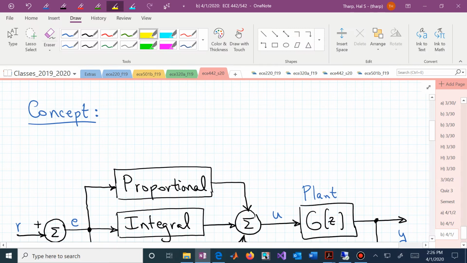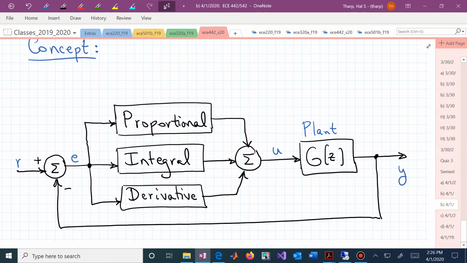We now have three different ways that we can influence the error. We could influence it by scaling it proportionally, and maybe you could think of that as this proportional component of the total input that's going to adjust or drive the system. And in some cases, maybe that's all we need. Maybe we do not need integral action. Maybe we do not need derivative action. But in general, we have all three of these pieces and they are in parallel.